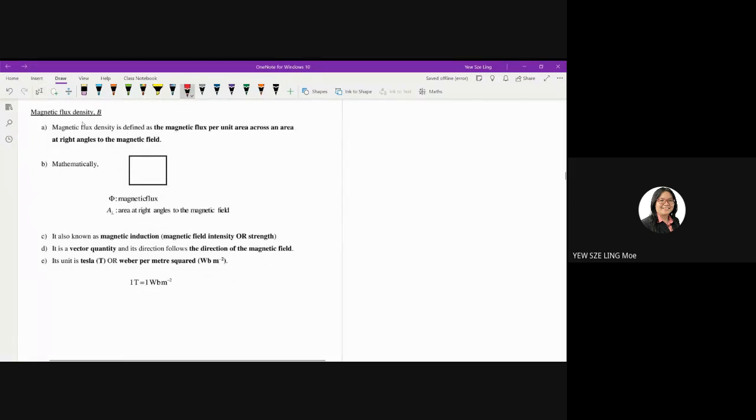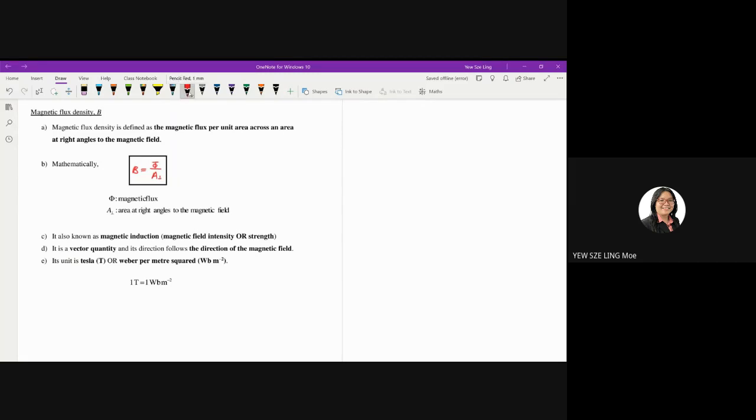Okay, now magnetic field density. Magnetic field density, that is our magnetic field strength. It is defined as the magnetic flux per unit area across an area at right angle to the magnetic field. Mathematically, B equals magnetic flux over A, and this A is the cross-sectional area that is perpendicular to the magnetic field. Okay, so kena berhati-hati, all right?